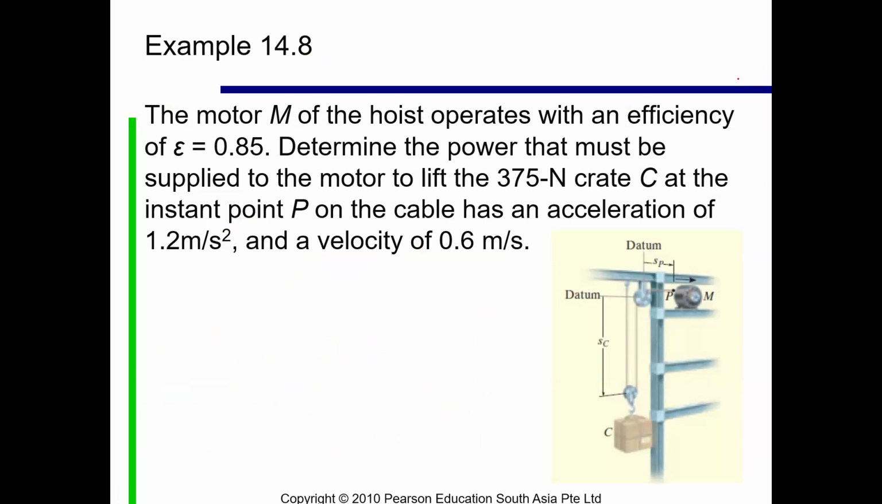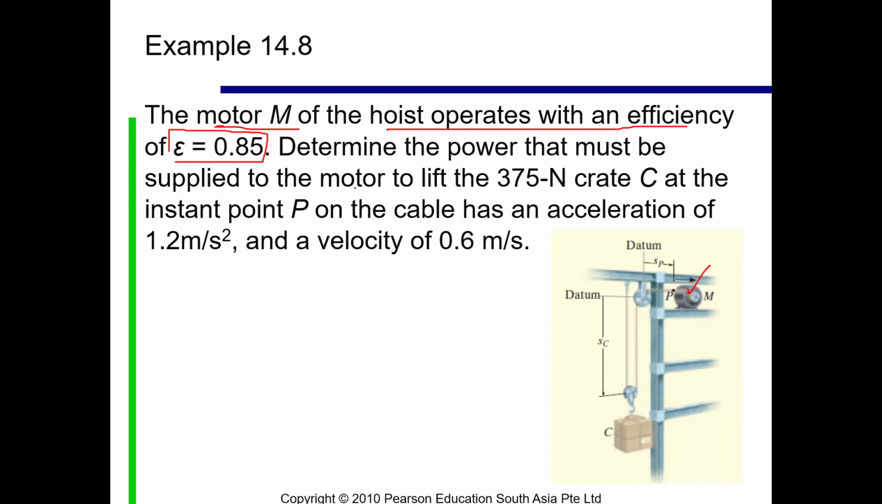The next problem has the power concept and a combination of what we discussed, one topic related to pulleys and ropes, the absolute motion analysis. So this problem combines the absolute motion analysis with the power concept. Now, in this problem, it says that a motor M of the hoist operates with an efficiency. So the motor efficiency is provided, which is present here.